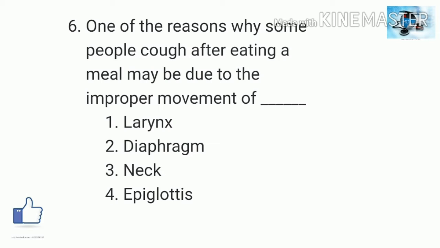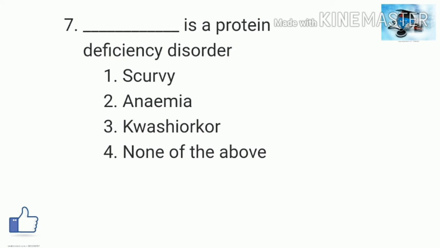So the right option is 4 epiglottis, because epiglottis is the passage of windpipe and food both, as it switches air and food both. So when people cough, the food enters the windpipe due to the improper movement of epiglottis. So let's move on to the next question, question number 7.